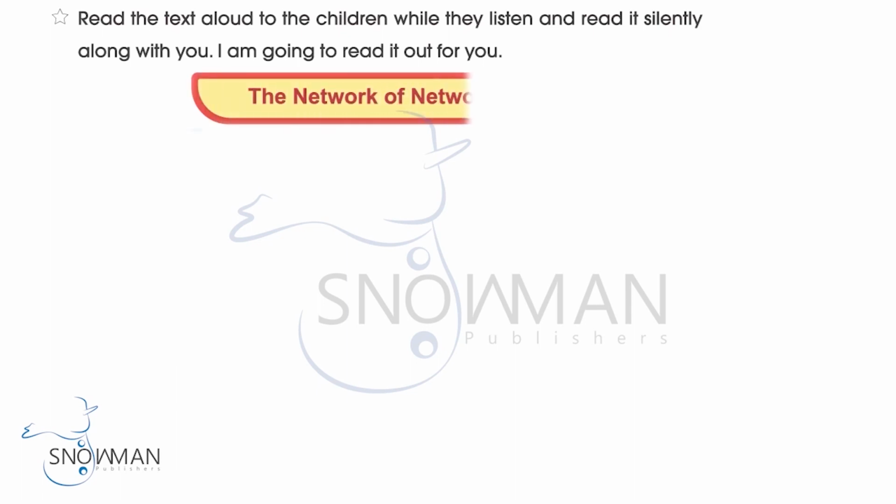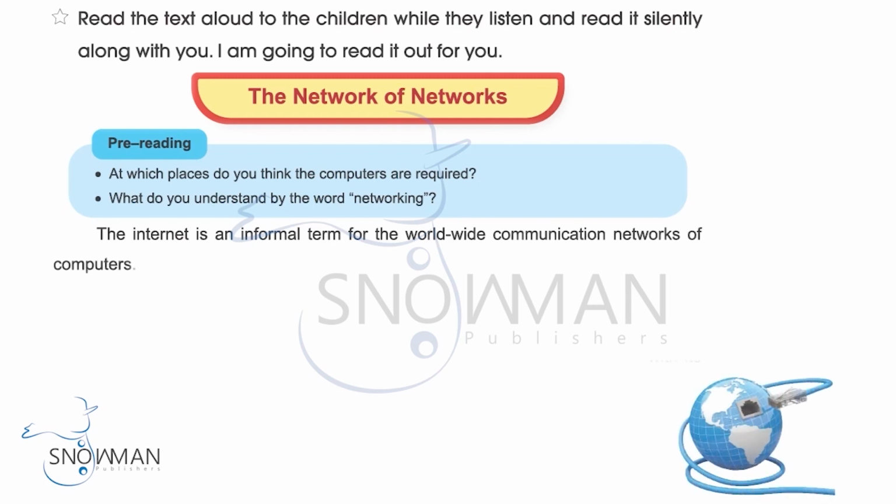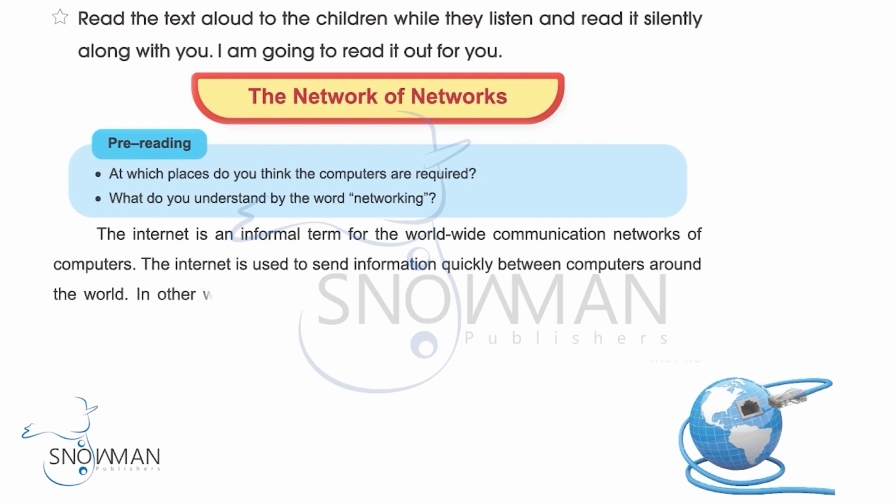The network of networks. The Internet is an informal term for the worldwide communication networks of computers. The Internet is used to send information quickly between computers around the world. In other words, the Internet is a network of networks. Internet is used by billions of people worldwide.